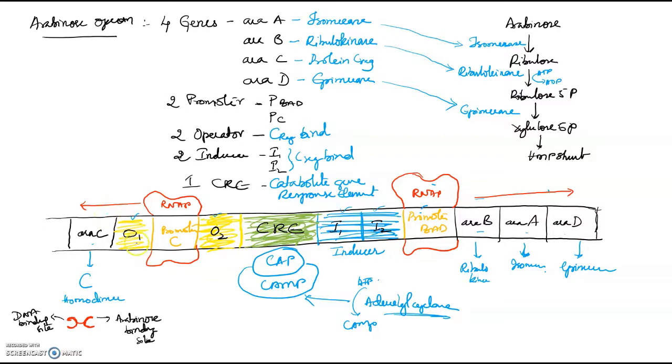Now there are two operator sites, O1 and O2, and two inducer sites, I1 and I2. Both these sites are attached by this C regulatory protein, which is a homodimer. It has a DNA binding site and an arabinose binding site. Then there is a CRE site or catabolite gene response element, to which CAP and cyclic AMP will bind. So this is the basic structure of an arabinose operon. Now we will see how this operon is regulated.